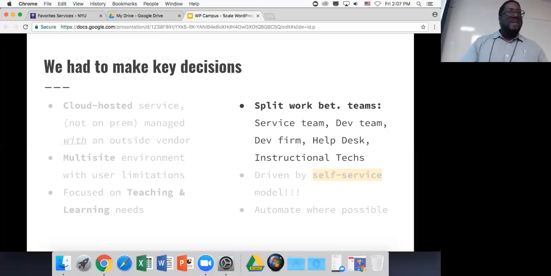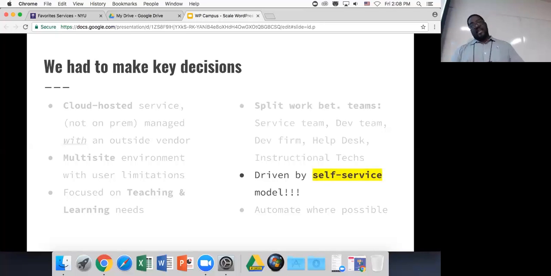The development firm gives us a lot of support for some of the things we need as well. And we have a help desk that's part of the university. We also have the work of instructional techs at each school, like Jenny and Kelsey here. And they make sure that things that need to be understood by different groups are.